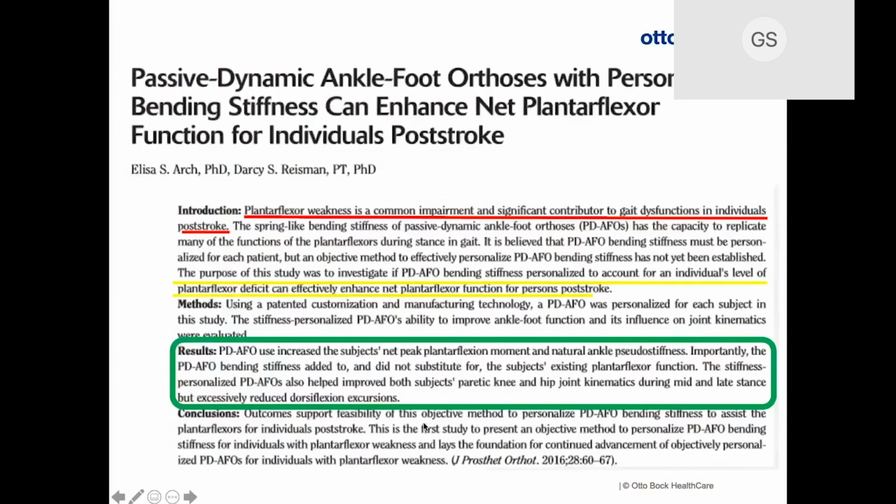It's always nice to have some sort of backup within the literature, and this is a really great paper by Arch and Reisman, really talking about use with stroke patients, but really showed definitively how well these types of devices work, used to really look at the plantar flexion moment and the effect on late stance, late rocker. So if you have any inclination, please look up this paper, Passive Dynamic Ankle Foot Orthosis for individuals post-stroke.